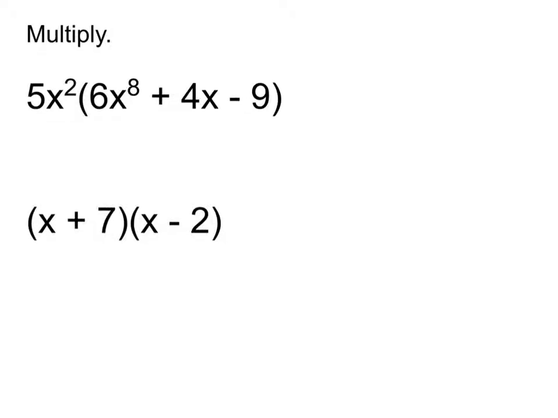So for this first one, to multiply it out, notice we got something outside the parentheses. That means distributive property. So I'm going to multiply this 5x squared into every single term here. For the first one, when I do the 5x squared times 6x to the 8th, I have to do 5 times 6 first. 30. That's just 30. Then I have to do x squared times x to the 8th.